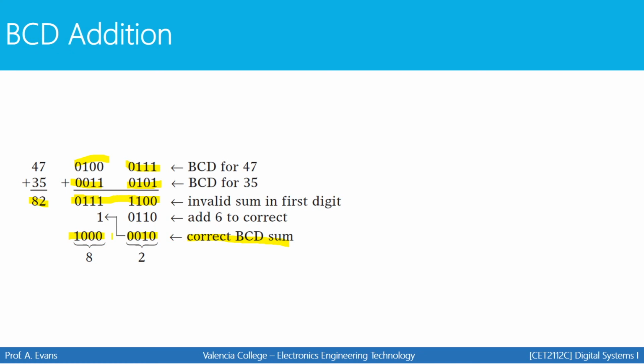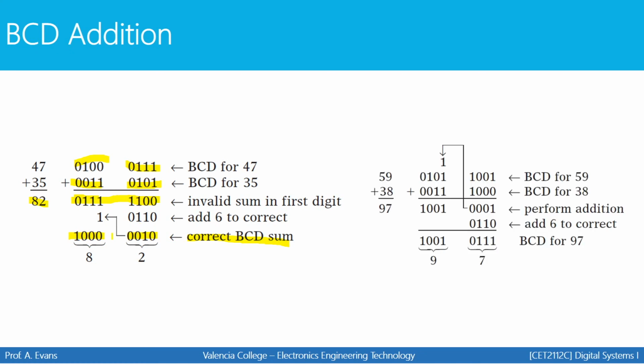Just add 6. Here's a second example where we have 59 plus 38 should be equal to 97. But we get 9 and then 1 here. That's not 97, that's 91. Add 6, and now your answer becomes 97, which is BCD for 97. So we would perform BCD addition.